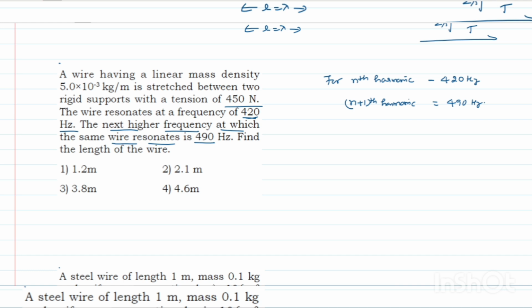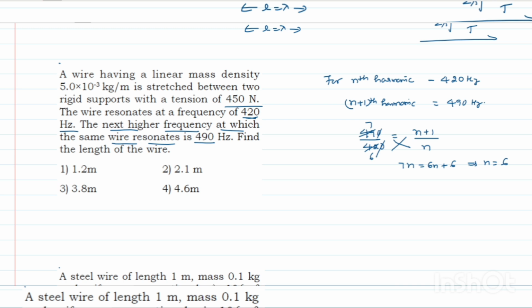Now we can take this ratio, students. Here 490 by 420 will be equivalent to (n+1) by n, and here the 10 gets cancelled, so we get 7 by 6. We just cross multiply: 7n equals 6n plus 6, which is nothing but n equals 6.